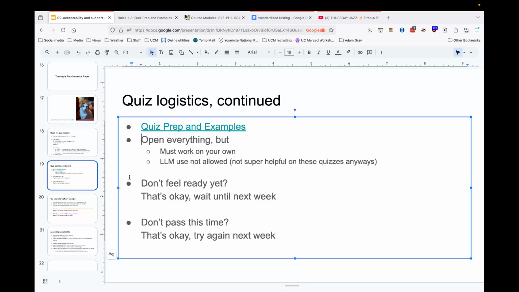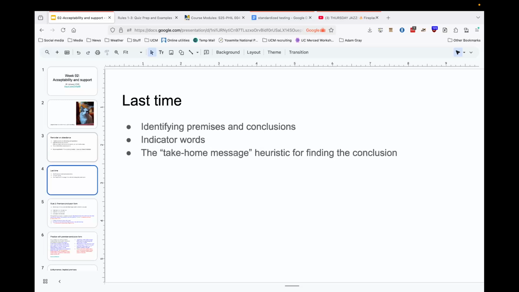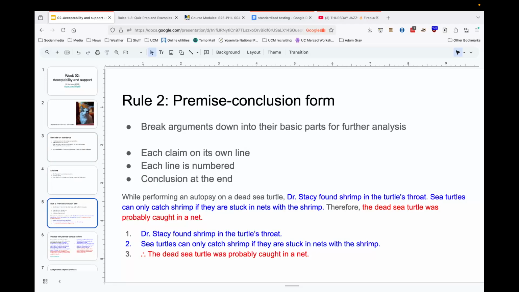So the crucial things for premise conclusion form are, let's see, do I have this handy? Yeah. Each claim is on its own line, each line is numbered, and the conclusion is at the end. Those are the crucial things that we'll be looking for. The premise conclusion form question has to be manually graded because I can't tell the course system exactly how that's going to be formatted, for some of the reasons you were talking about. So these are the three things we will be looking for: each claim on its own line, each line numbered, conclusion at the end.